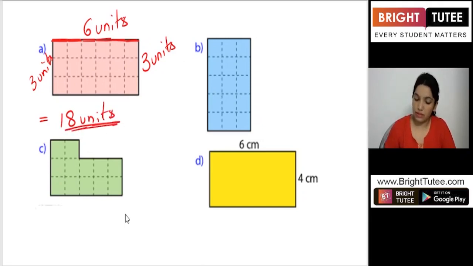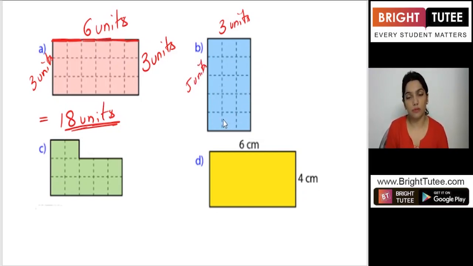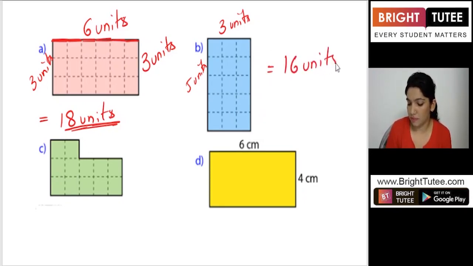Okay. Now let us see the next one in the B part. What is the width given? It is 3 units again. And what is the length? 1, 2, 3, 4, 5. So this particular length is 5 units. If this is 5, the opposite one will also be 5. If this is 3, the opposite will also be 3. So what is the perimeter for this shape? 5 plus 5 is 10, and 3 added to 3 is 6. So it's 16 units. Clear?